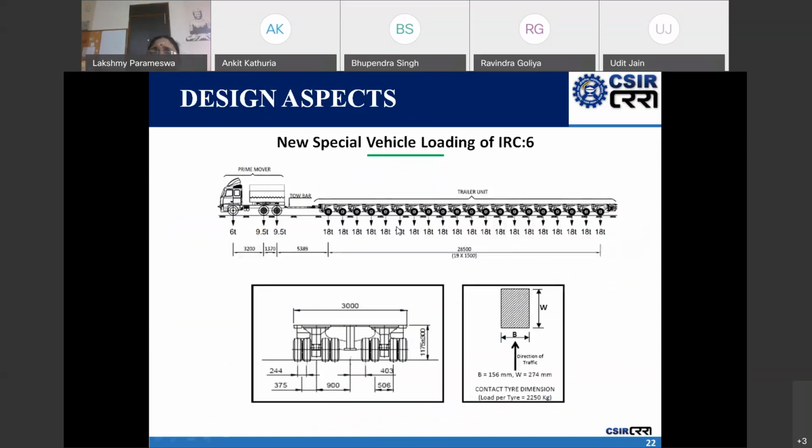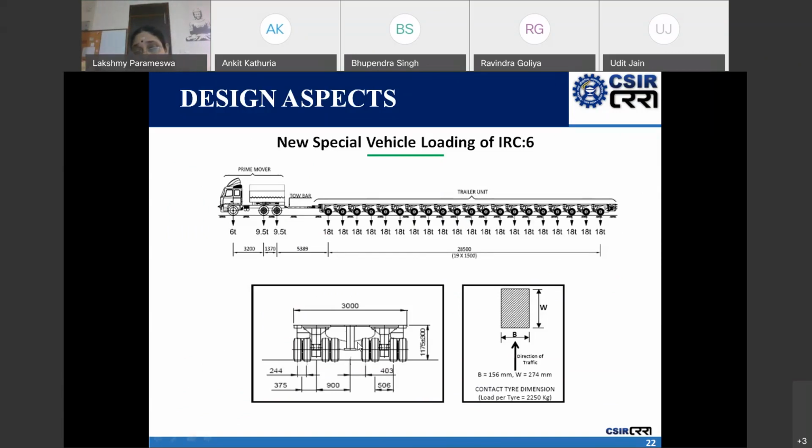So this is the new vehicle which has been introduced in IRC 6, and it has 385 ton, including the prime mover of 25 ton. So one has to check the design for this vehicle also, but here you have to understand that this is a controlled movement of the vehicle, unlike the truck loads. So only one vehicle will be allowed and it will be moving along the central line.